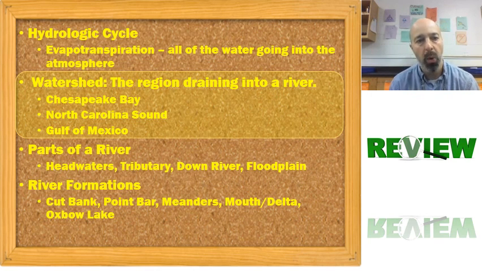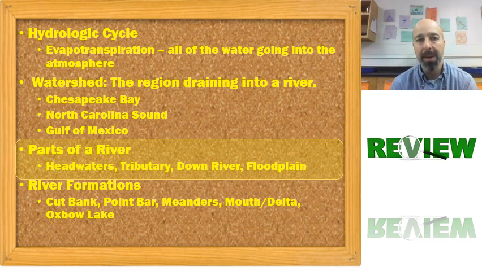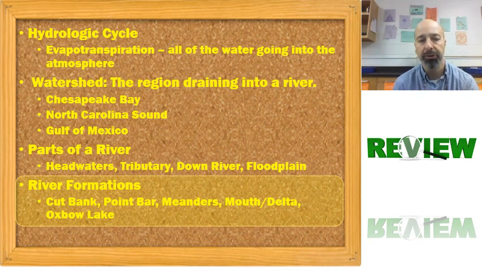And we have a watershed, which is the area of land where all of the water drains into a specific river or body of water. The three that you need to know for Virginia are the Chesapeake Bay watershed, that's where we are, the North Carolina Sound watershed, and the Gulf of Mexico watershed. We have the main parts of a river, which include the headwaters, the tributaries, the downriver, and the floodplain. And we have river formations, which include things like cut banks, point bars, meanders, the mouth or delta, and the oxbow lakes. And we will do all sorts of stuff with this in class this week, and I will see you there.